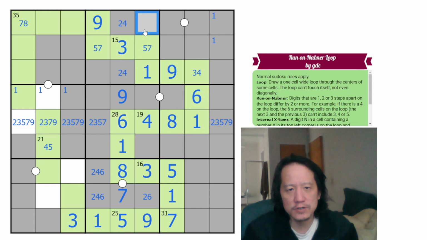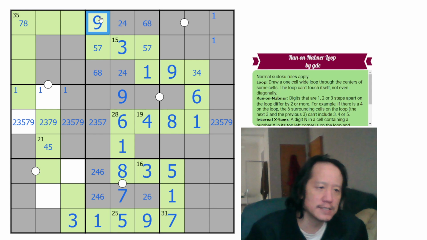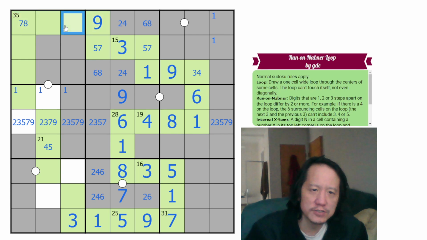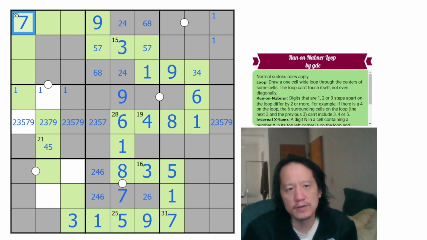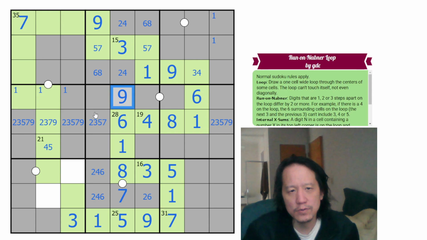The remaining cells here are 6 and 8, but this could be 6. Okay, 6 or 8. So this is a 9 here, which means this cannot be consecutive with this digit because it's 3 away. Therefore, this must be 7. Since this is 7, it cannot go this way. So this is not allowed. It has to go here because it only sees 7 digits here. Okay.